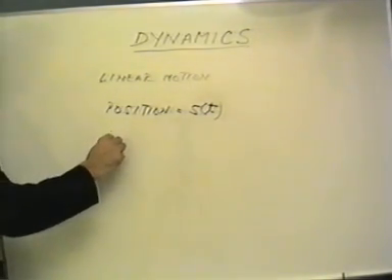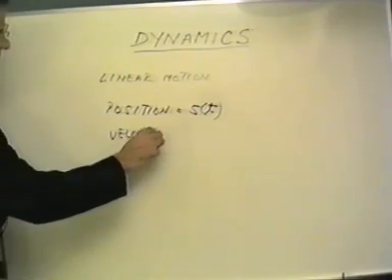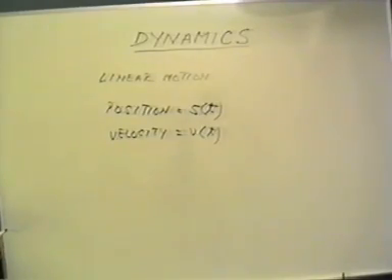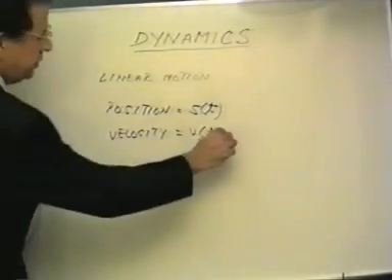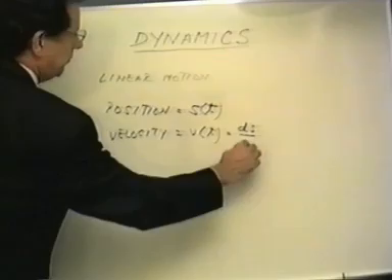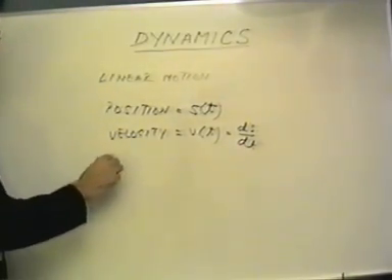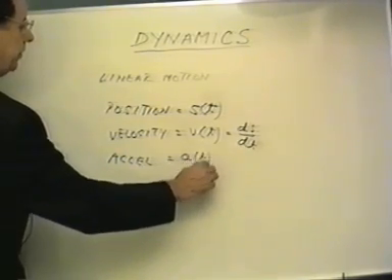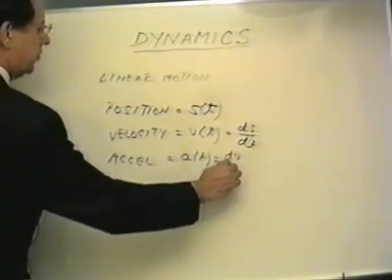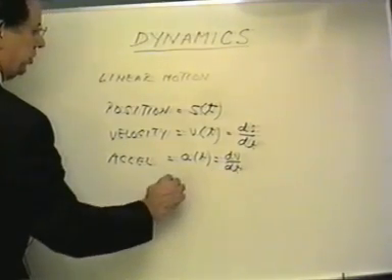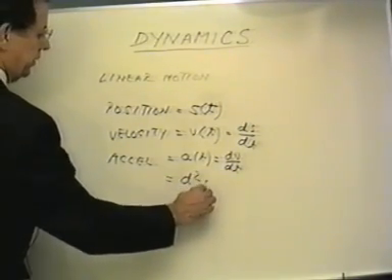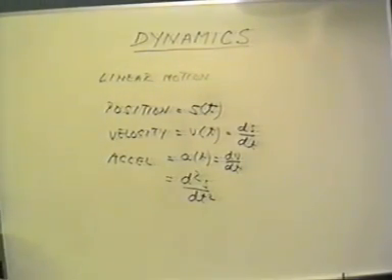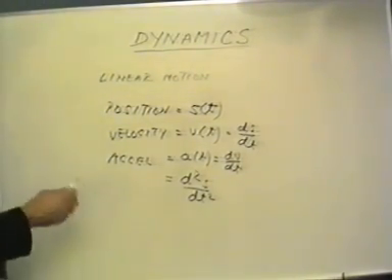The velocity is given by v of t, and v of t is equal to ds dt, and the acceleration is given by a of t. This is the rate of change of the velocity with respect to time. But now this in turn will be equal to the second derivative of s, d2s dt squared.